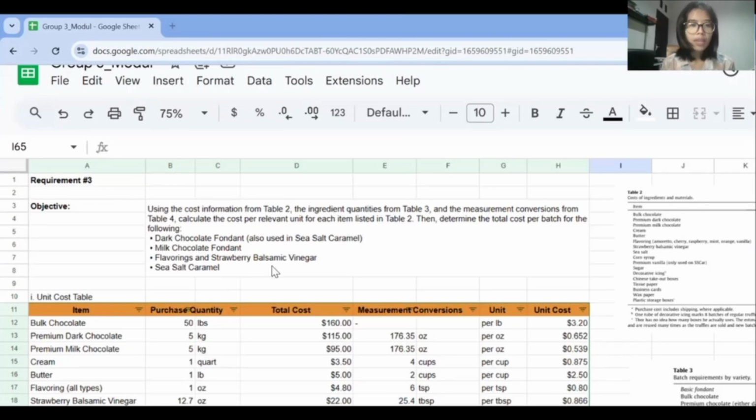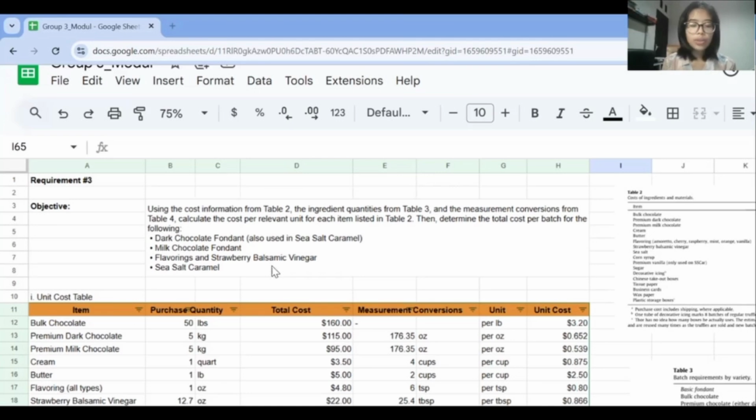So the objective is using the cost information from table 2, the ingredient quantities from table 3, and the measurement conversions from table 4, calculate the cost per relevant unit for each item listed in table 2. And then determine the total cost per batch for the following. First, dark chocolate fondant. Second, milk chocolate fondant. Third, flavorings and strawberry balsamic vinegar. And the last one is sea salt caramel.